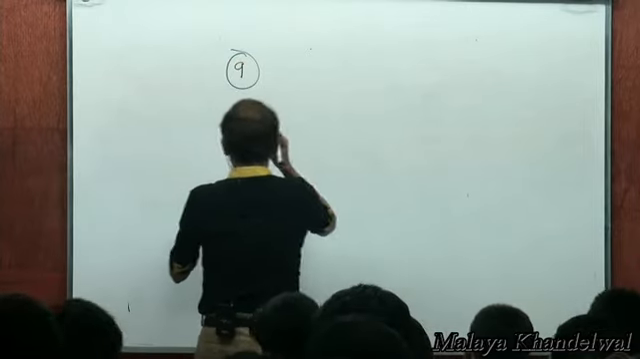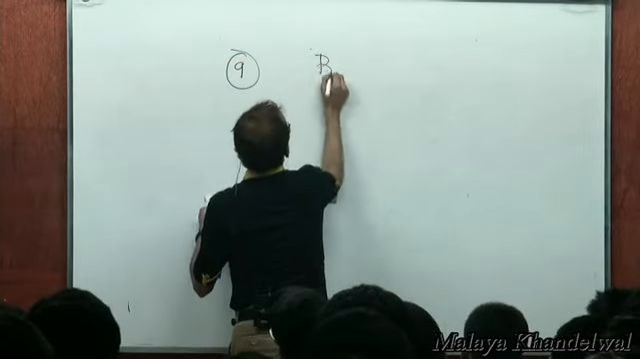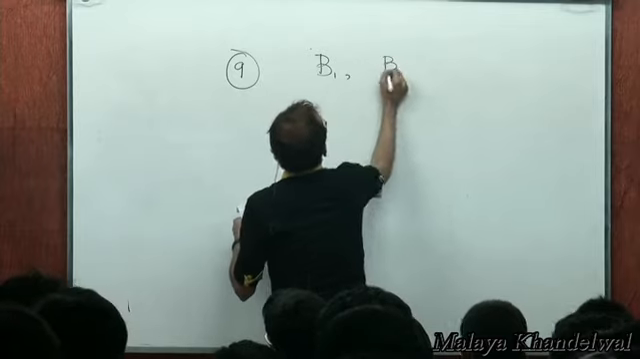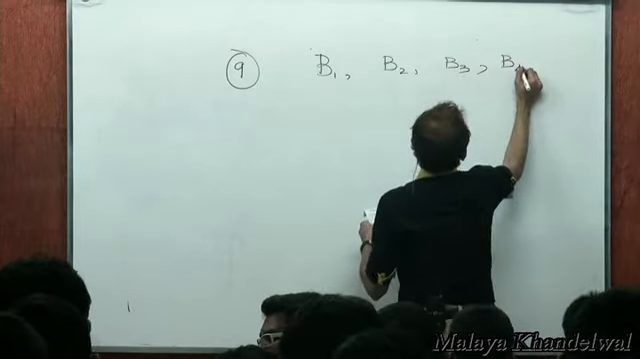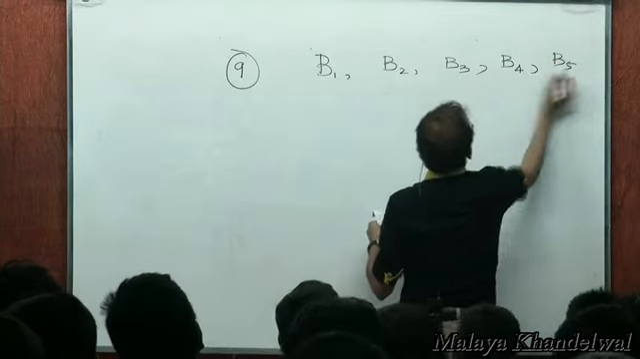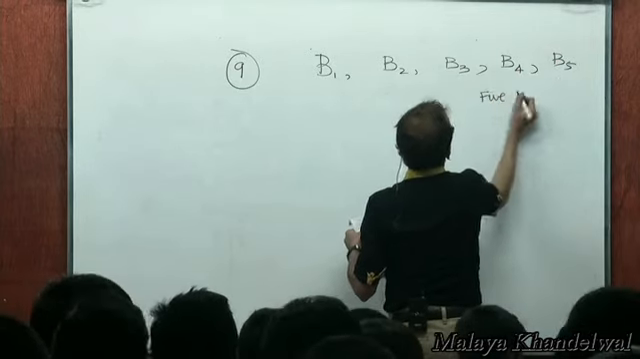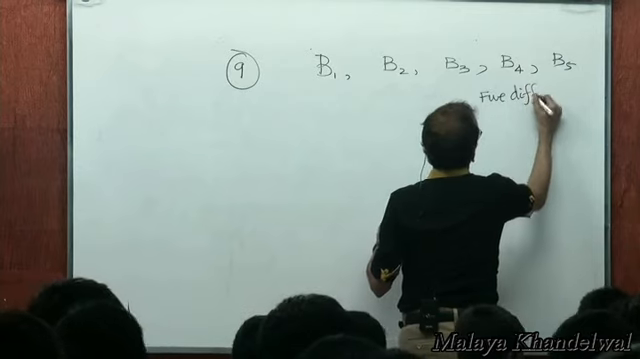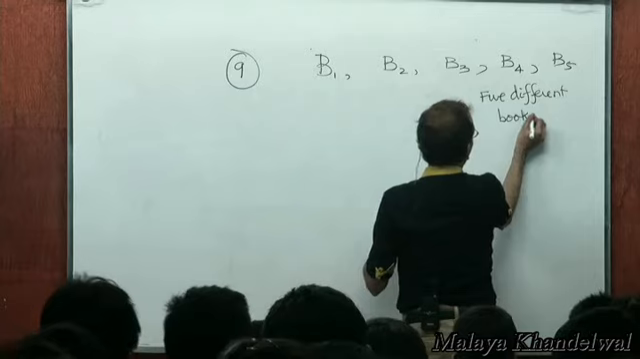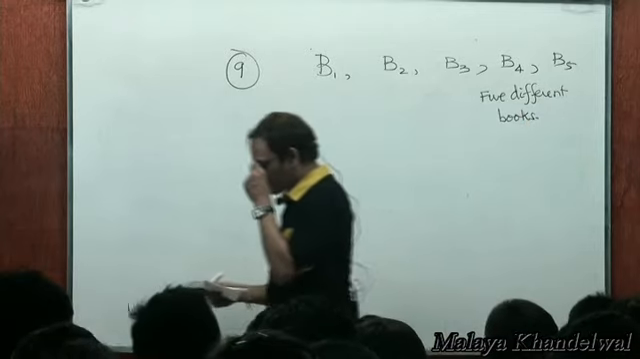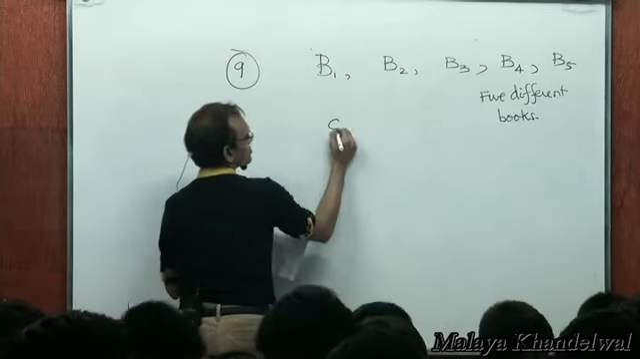Problem 9: we have 5 different books, B1, B2, B3, B4, B5. These are 5 different books and there are 3 students.